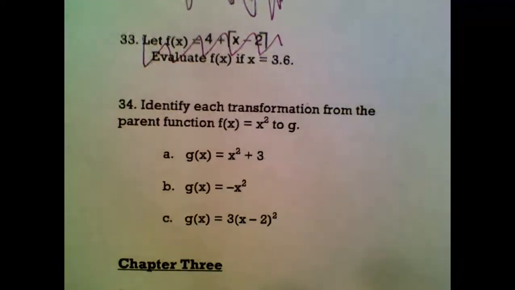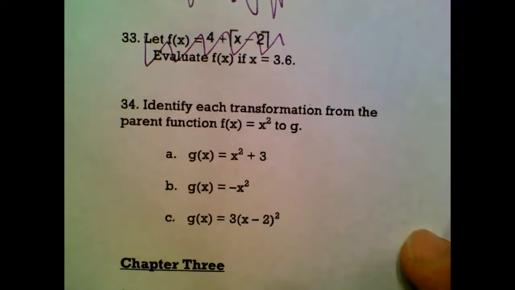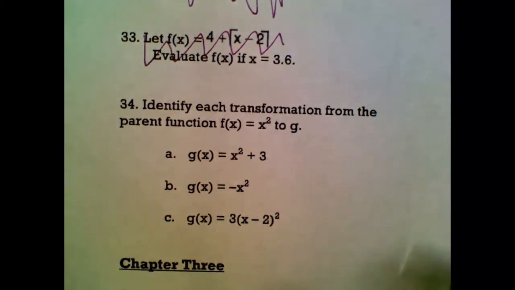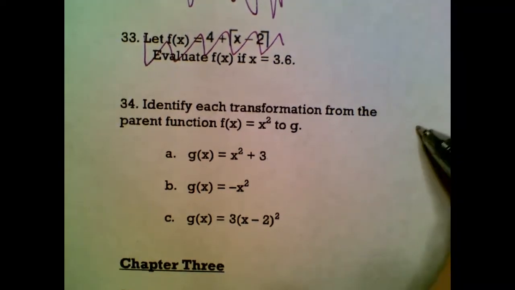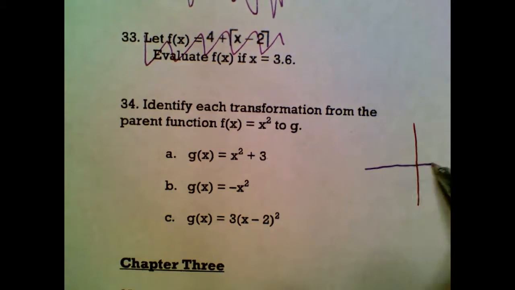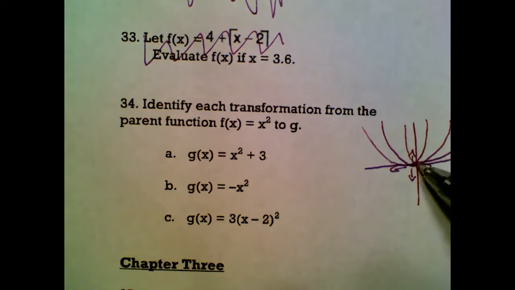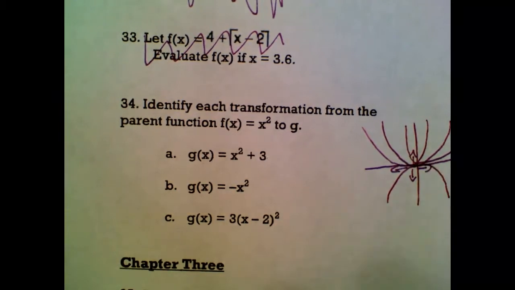Moving on to number 34. Okay, identify the transformation from the parent function, which is x squared, to the new function. If we think about transformations, remember when we have our parent function looks something like that, that's our x squared. Our transformation either shifts it up, shifts it down, shifts it right, shifts it left, and it can even make it skinnier or fatter, like that. Or it can even flip it upside down. That's possible too. So those are the different types of transformations.